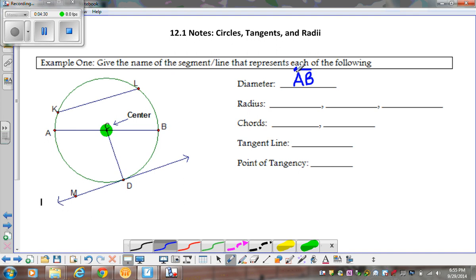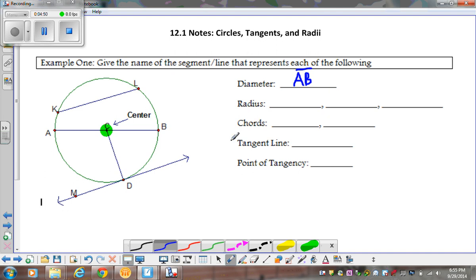If I put little arrows on the end, like so, that means line AB. If I just put an arrow on one end, that means ray. But here, because it's a segment, I'm just going to call it segment AB, and I'm going to put that piece over it.